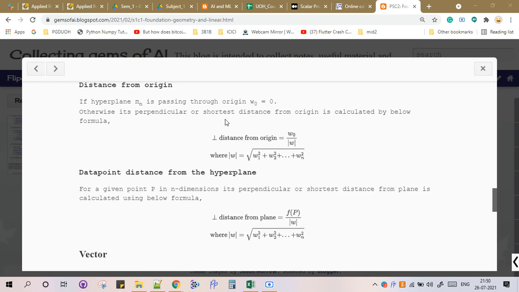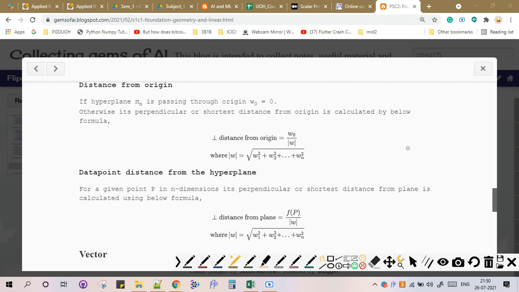Distance from origin, we already discussed this. Oh, sorry, this is distance from origin. Pardon me. Let's say we have this hyperplane pi, and let's take origin somewhere here, right? It is not a hard and fast rule that we should always have origin here. So the distance from the origin is nothing but the perpendicular distance or the shortest distance of a hyperplane, right? If they ask for the shortest distance or the perpendicular distance from the origin, it's all the same, right?